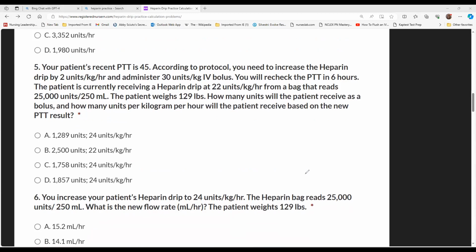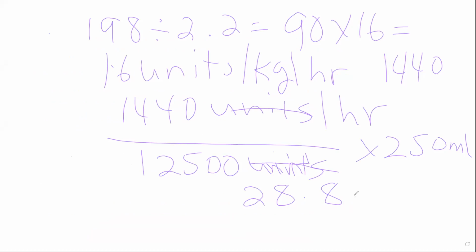The answer ended up exactly 28.8. So there was nothing to round because it was already in the nearest 10th. Okay. The one we did before that, I believe we did round.